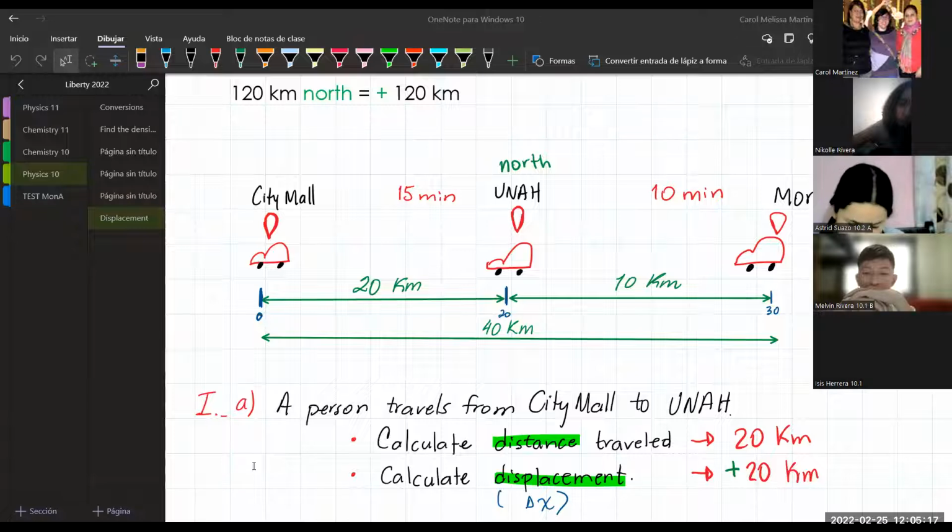Now, let's say that the morgue is located south, and this person is going to travel from Una to the morgue. What is the distance traveled?